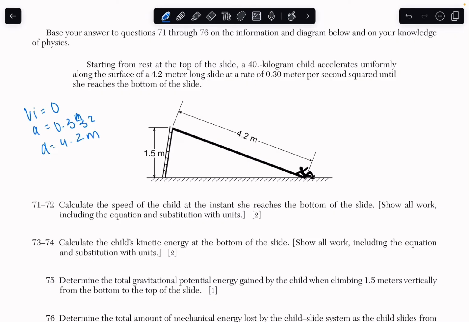So for this first equation to find the speed when she reaches the bottom of the slide, or the VF, we just do VF squared equals VI squared plus 2AD. And plug it in. VF squared equals 0 squared plus 2 times 0.3 meters per second squared times 4.2 meters. And once you finish all that math, you're going to get VF, or final velocity, equals 1.6 meters per second.